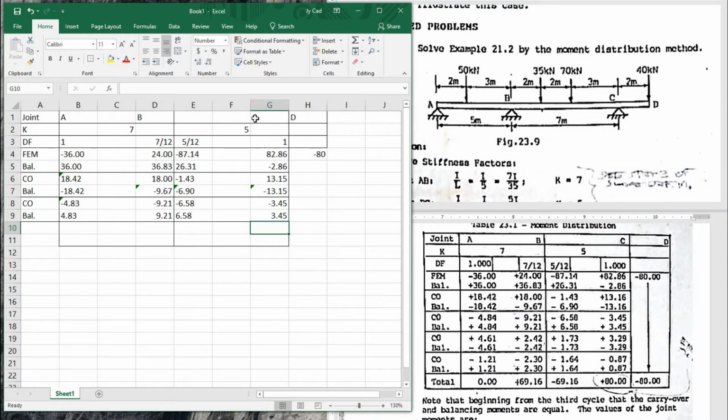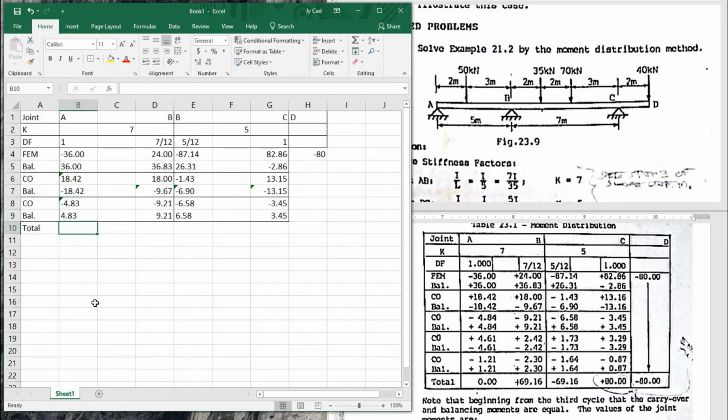Dito, at BC, they are absolute equal in values, but opposite in direction. So, ganun din dito. So, that means, stop ka na. You can now add everything. Okay, so delete ko na yan. And we can type here the total.